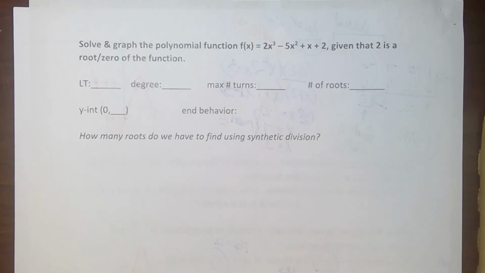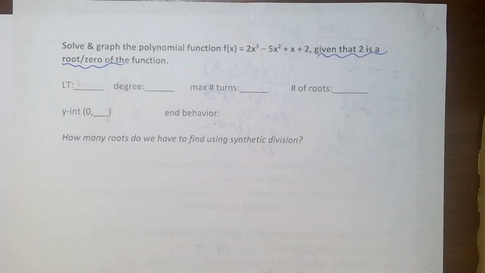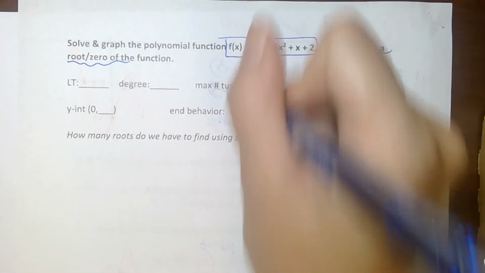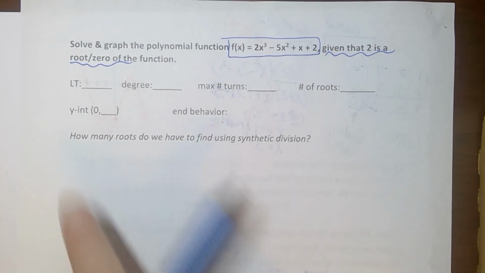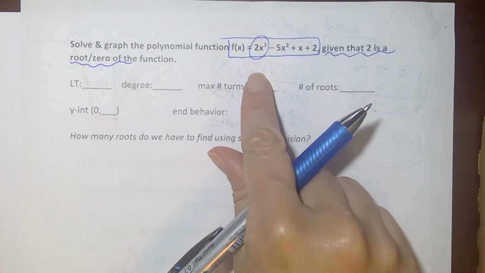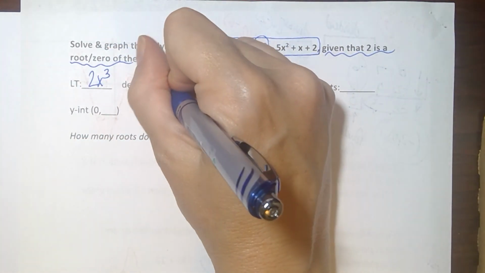We're going to solve and graph the polynomial function f of x equals 2x cubed minus 5x squared plus x plus 2, given that 2 is a root or 0 of the function. So I'm given a heads up. I have a starting place. This is the polynomial function that I'm being asked to graph. To graph that, I need to completely factor it. Let's think about some stuff we know. We know the leading term. My leading term is right here because it's already multiplied together. My leading term is 2x cubed, which means it is third degree.